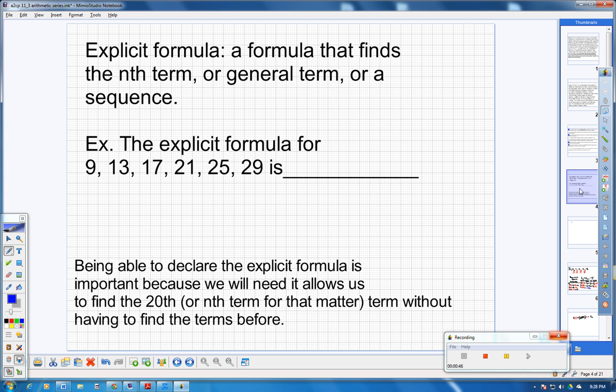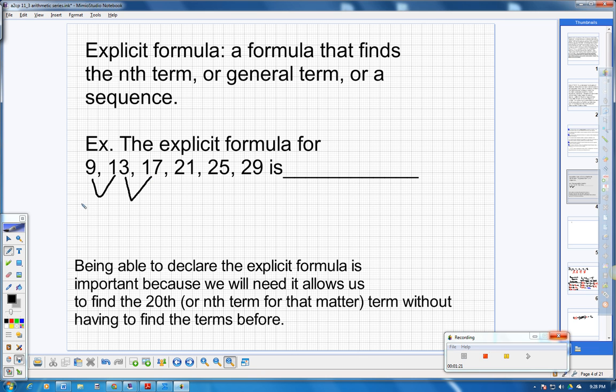So let's go ahead and start with an explicit formula, right? An explicit formula is really important when considering arithmetic sequences. We want that general formula. So what is the explicit formula for the example that I have listed here? Well, if you take a look, we've got 9, 13, 17, 21, 25, 29. We have to determine what the constant difference is. That's very important. We are going up the same amount each time.